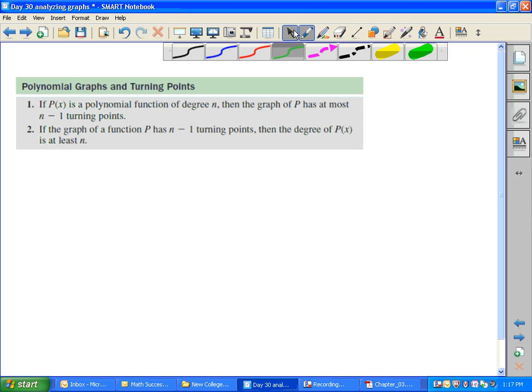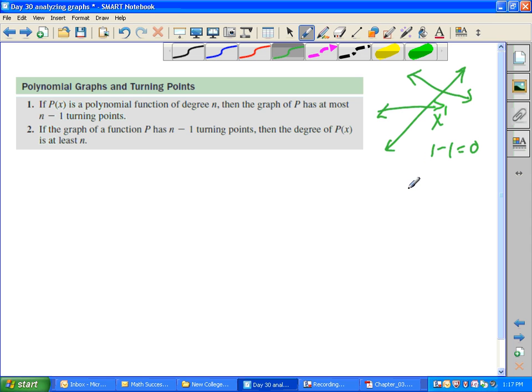This is an important idea, that by looking at the degree of the polynomial, we know the most number of places it can turn. For example, when you have a linear, the degree is 1, and therefore it has 1 minus 1 turning points, which is 0. And you see a linear graph, no matter which way you draw it, never turns, right?